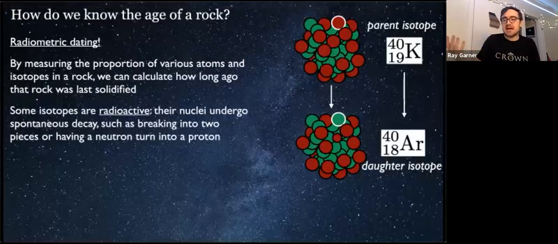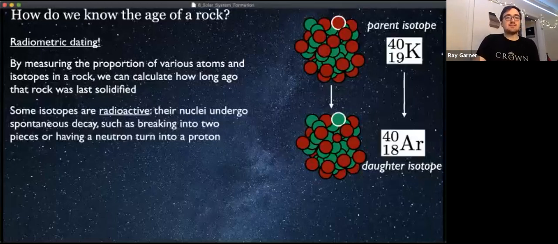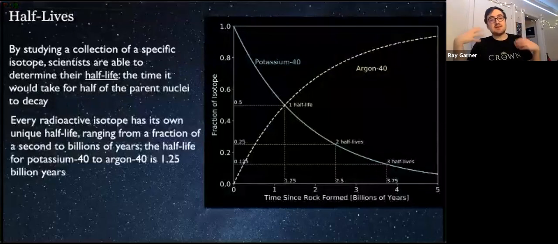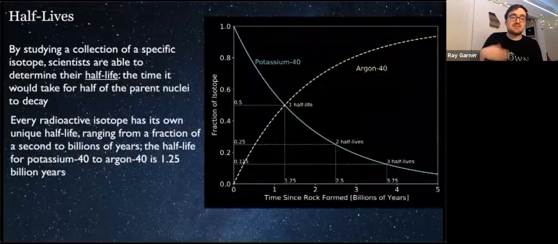Potassium is called the parent isotope. Argon will be the daughter isotope. Now, this all happens over a certain amount of time. So by studying a collection of a particular isotope, we'll keep the same example of potassium 40, we can watch it decay into argon 40 over a half-life. That's the time it would take for half of the parent nuclei to decay, half of the potassium 40 to decay.